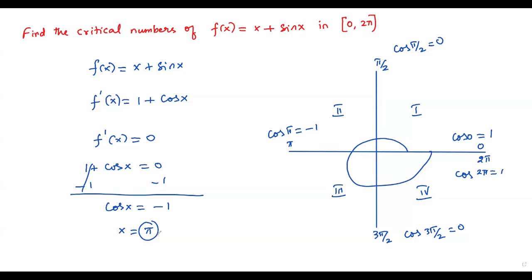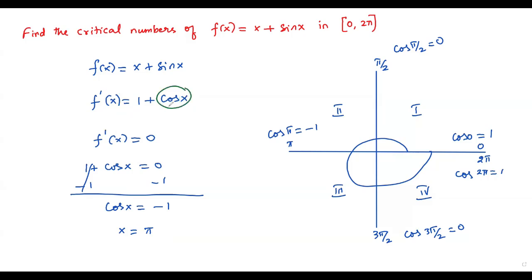And here we have a question. Is pi the only critical number for the given function? We always have to do one more check. Once we get the value of x by equating the first derivative to 0, we have to do one more check with the first derivative: is there any real value of x for which the first derivative becomes undefined?